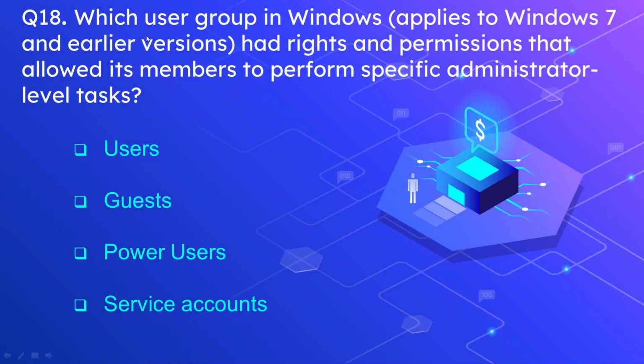Question number 18 is which user group in Windows, applied to Windows 7 and earlier versions, had rights and permissions that allow its members to perform specific administrator-level tasks. And the answer is already highlighted. The answer is power user.